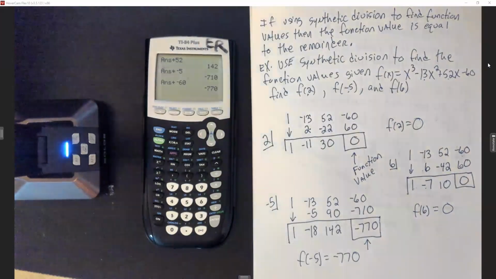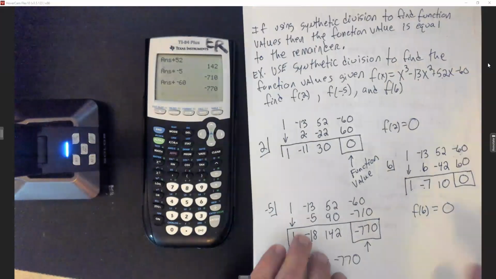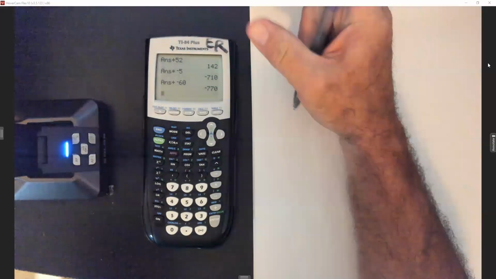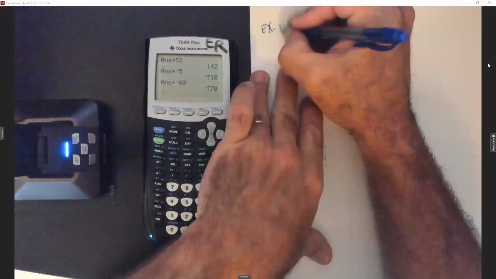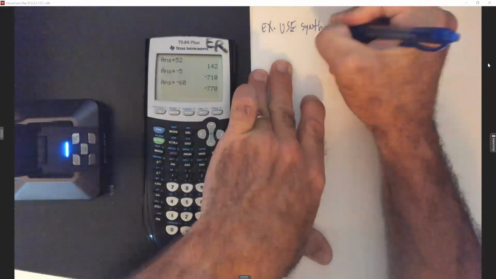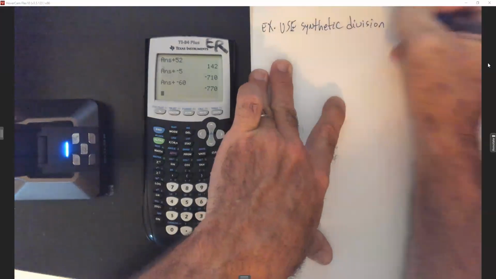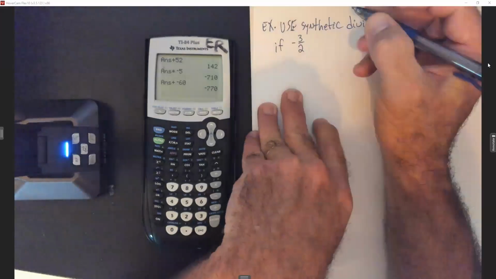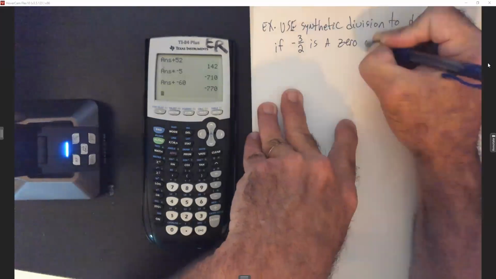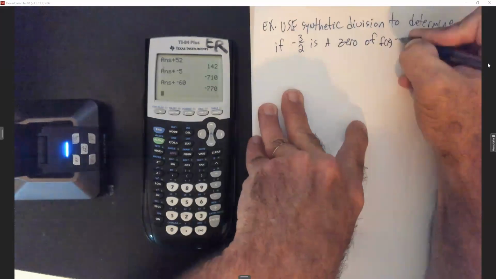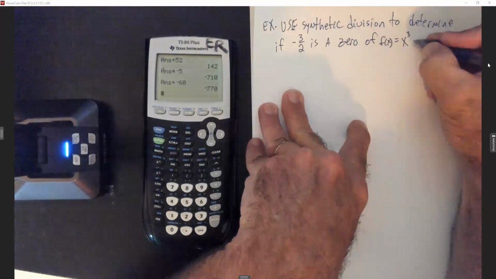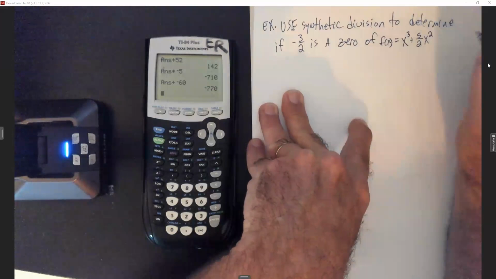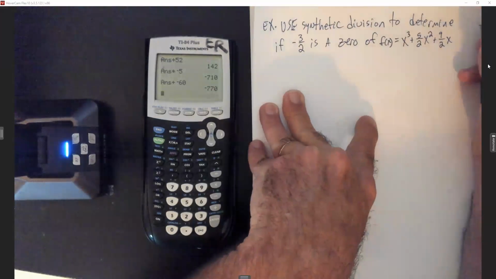So some of these are going to be finding function values, and then some you're going to be checking if that number is a 0. So I wanted to finish up with one more. That's going to be like the last one on 8.3. So we're going to use synthetic division to determine if negative 3/2 is a 0 of f of x equals x to the third plus 5/2 x squared plus 9/2 x plus 9/2.